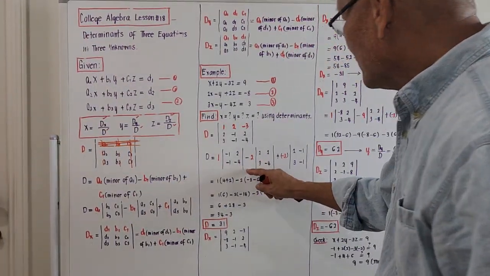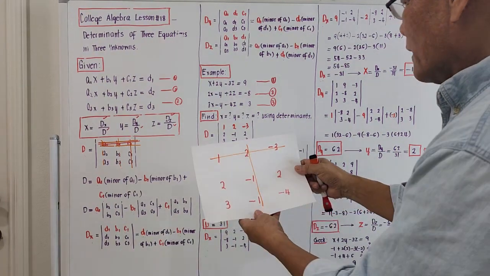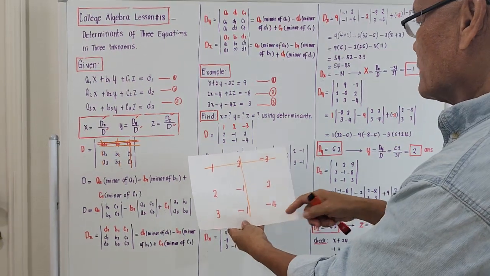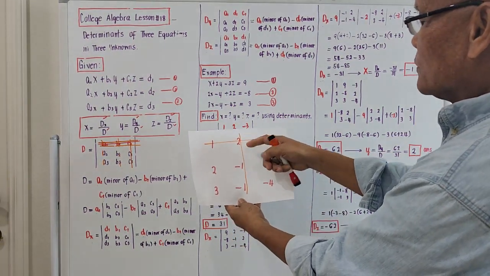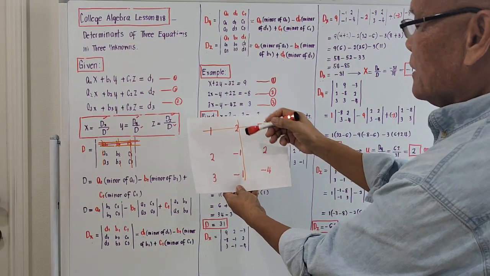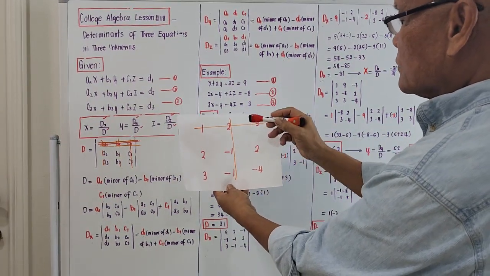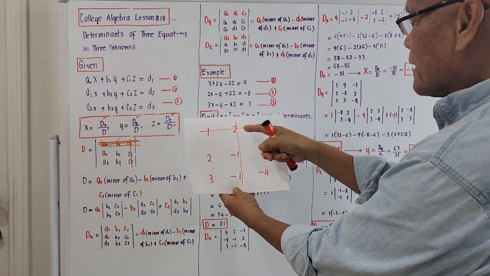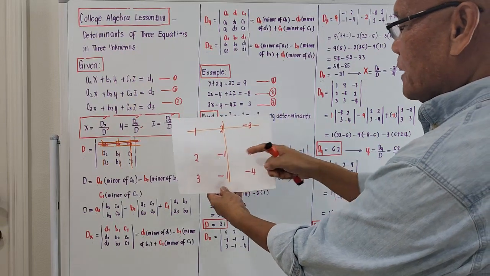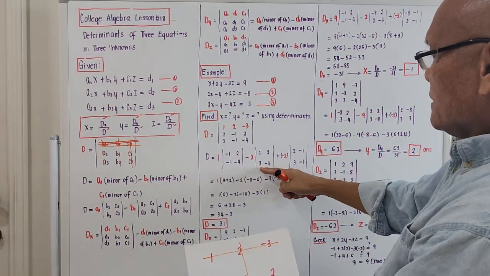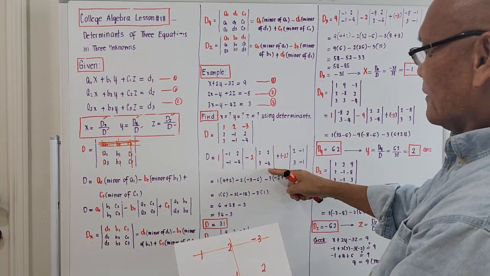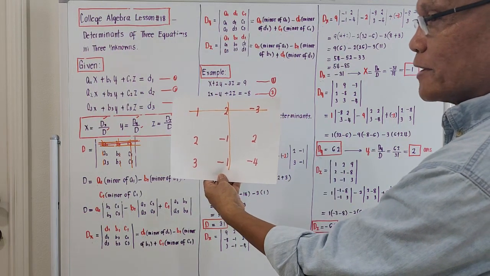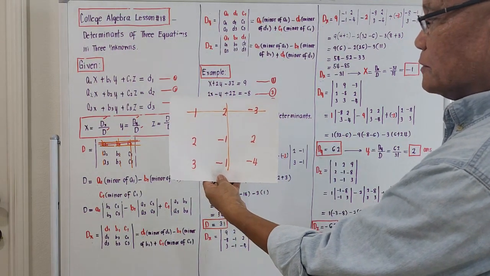Minus 2 times the minor of 2. The minor of 2 is the same as this. This is 1, 2, 3; 2, minus 1, 2; this is 3, minus 1, minus 4. To bring out the minor of 2, we cross out this row here, then we cross out this column. All those numbers that were not crossed out should be the ones inside the matrix for the minor of 2. So it will be 2 and 3, and 2 and minus 4. So you now know how it was brought out.